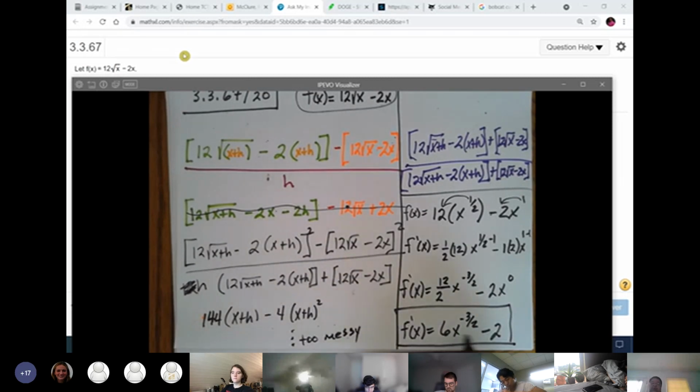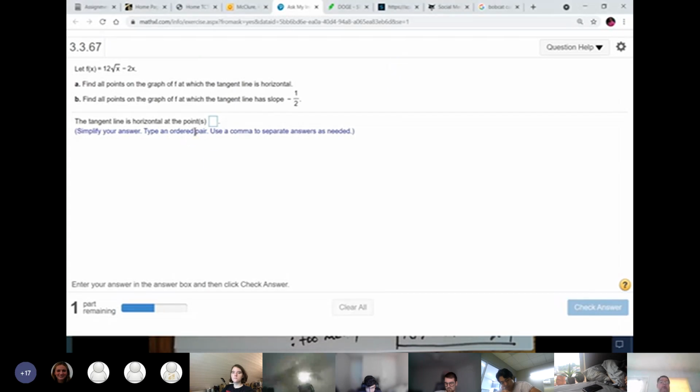So there's your derivative. Let's see if they like the negative exponent. Let's see what they like. I'm going to punch it in. Okay, well, they don't. Let's see. The tangent line is horizontal at the points. Okay, we've got to find the vertex.